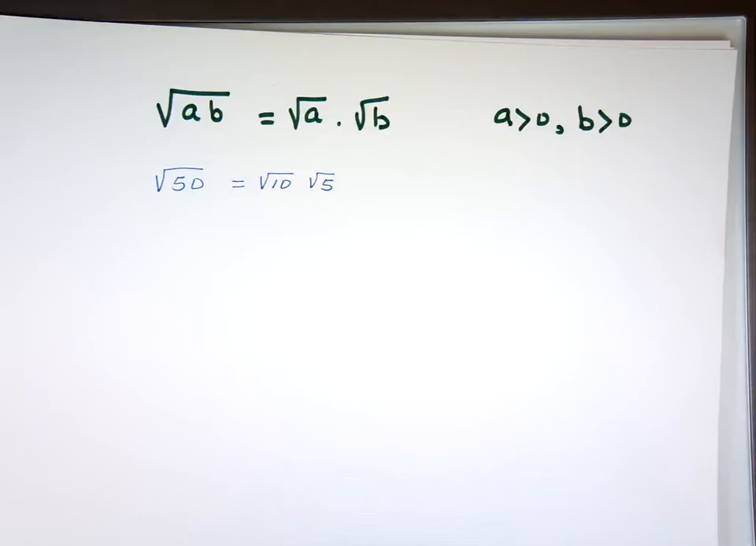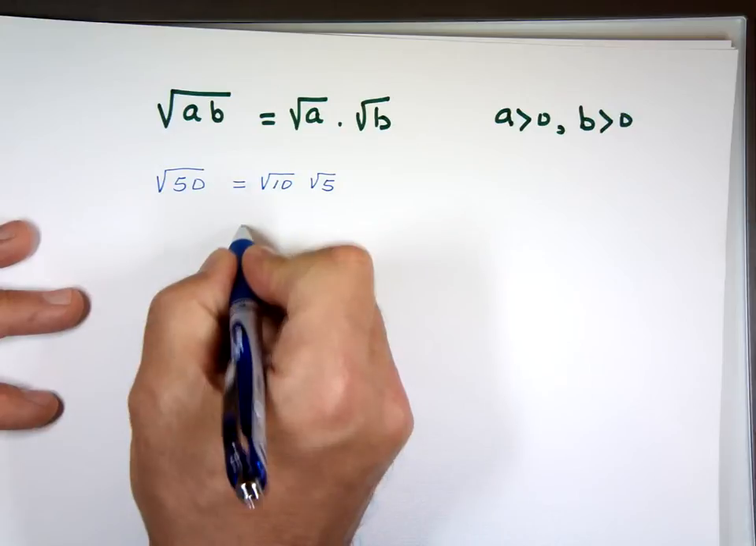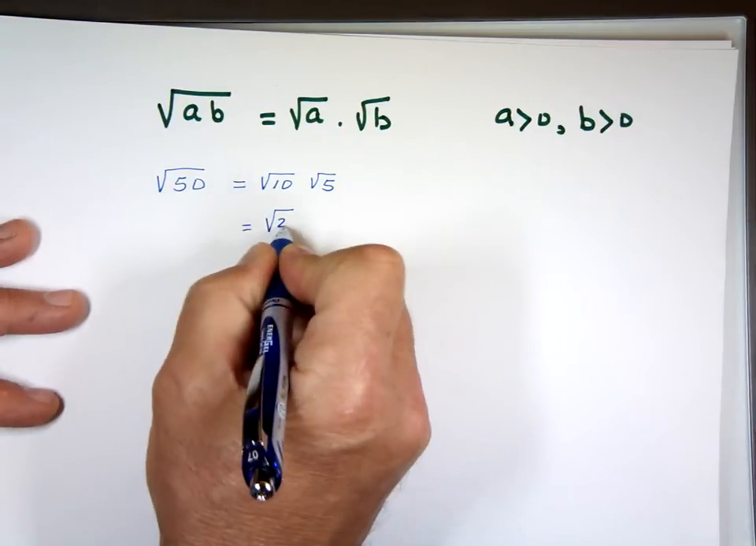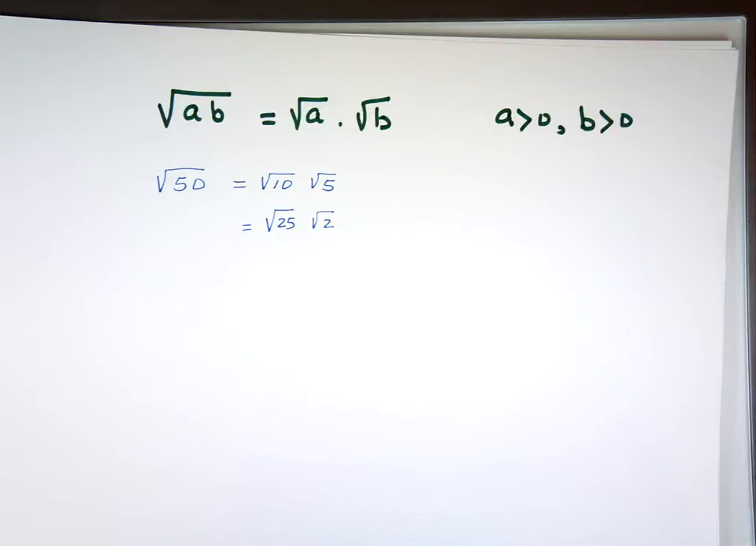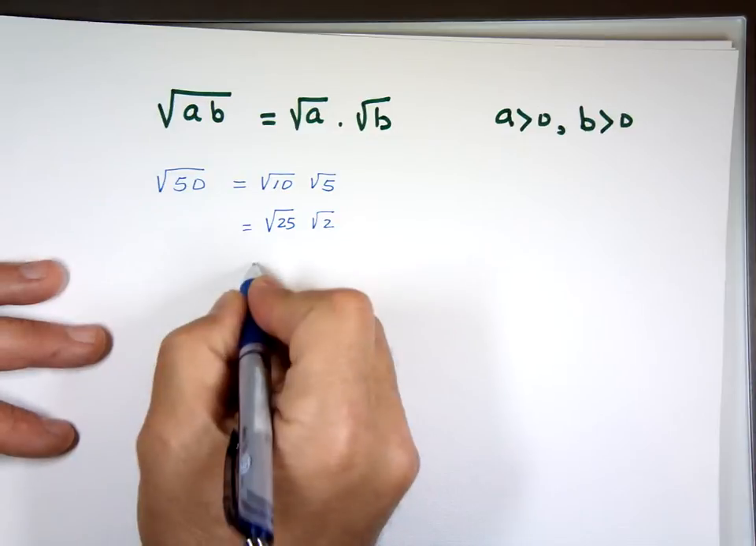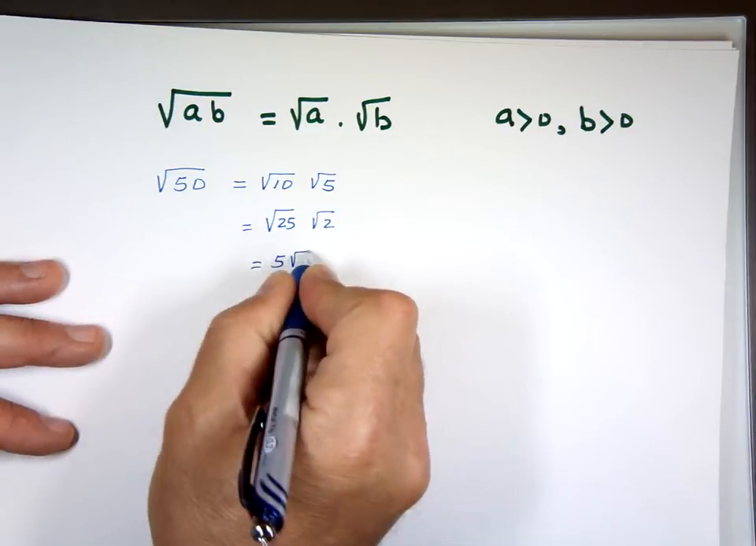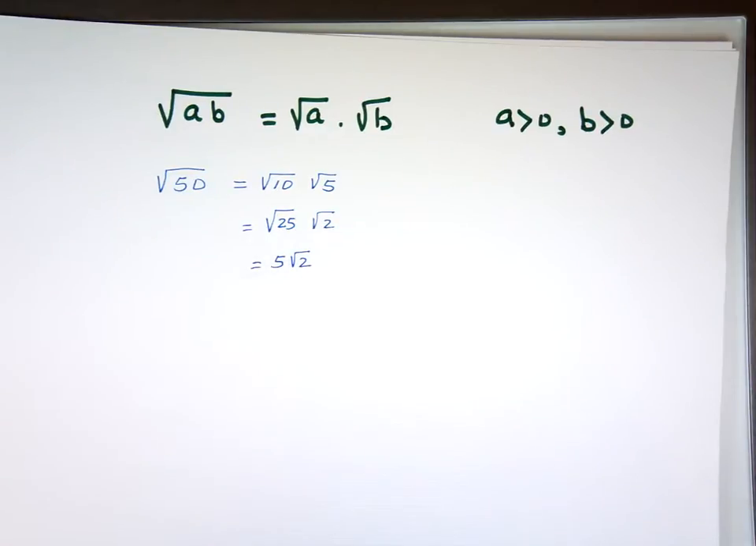But wait a minute. 50 is also what? 25 times 2. That's what 50 is. Do we know what the square root of 25 is? That's a 5. Radical of 2. So you can use that rule to simplify your answer.